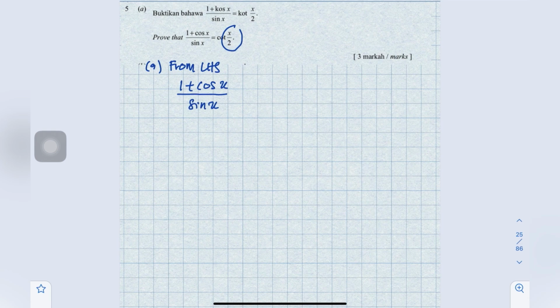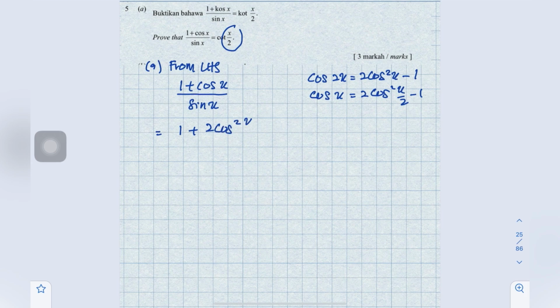For the half angle formula for cos, we choose the one where we can subtract one. Cos 2x is 2 cos squared x minus 1. So for half angle, cos x is 2 cos squared (x over 2) minus 1. We substitute 1 plus cos x as 2 cos squared (x over 2), because we want to cancel the one.